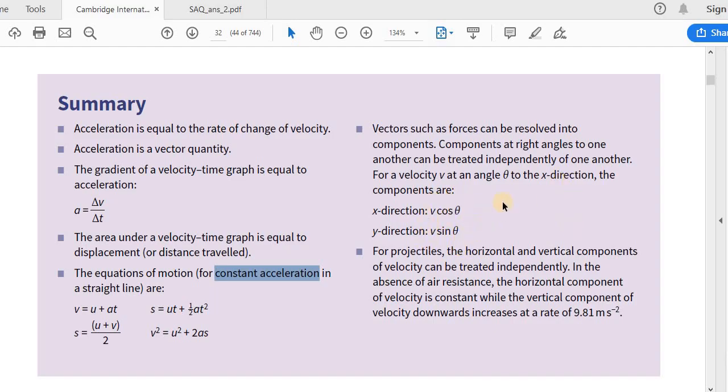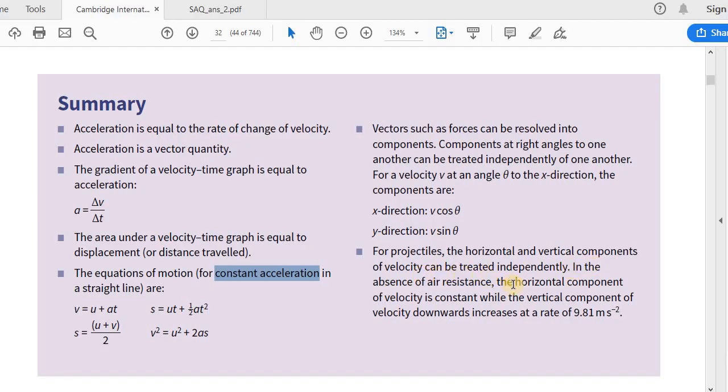If you draw a right angle triangle and label angle theta, and let's say you know the hypotenuse of the triangle, then you can find the other sides by using trigonometry, cosine and sine. We will see the details afterwards. Then finally, for projectiles, the horizontal and vertical components of velocity can be treated independently.